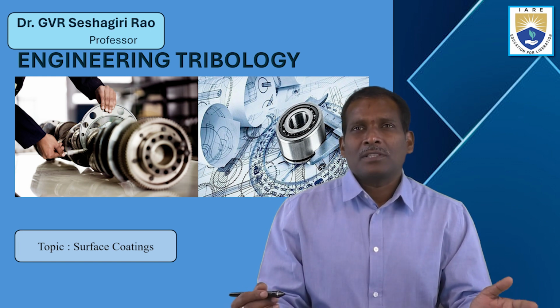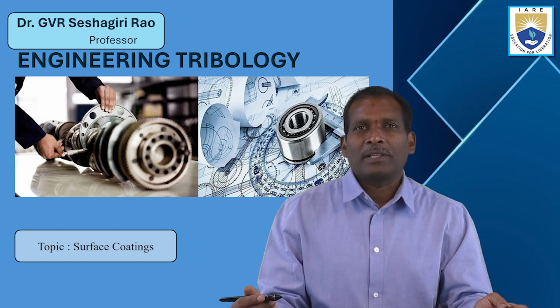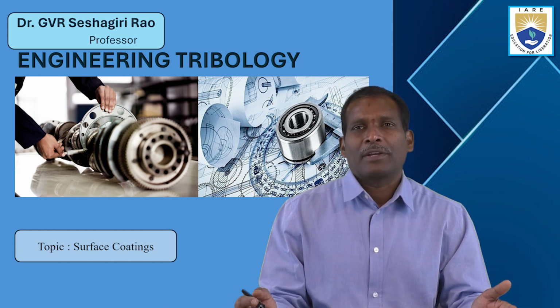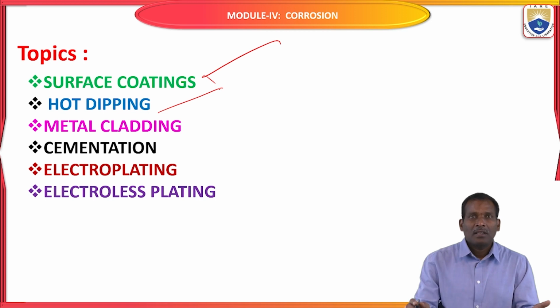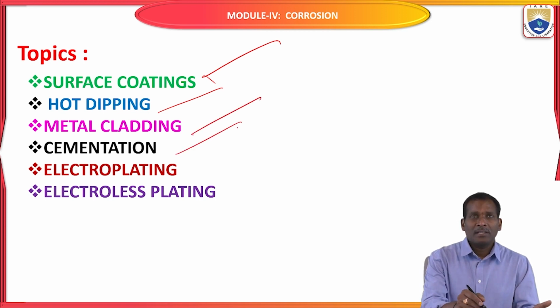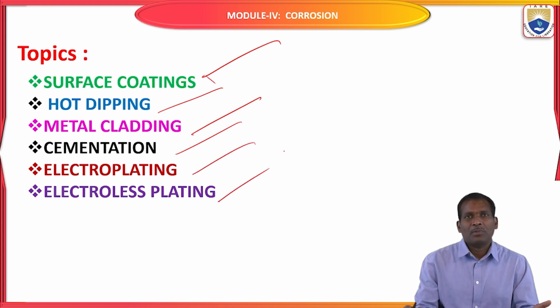How many types of surface coatings are there? What methods are involved in these surface coatings? What is the process? We will see in today's topic. Mainly, this session covers the surface coatings introduction, the hot dipping process, metal cladding, cementation, electroplating and electroless plating. These are the main surface coating methods we will discuss in this session. First of all, we should know the introduction to surface coatings, and then we will enter into the process methods. I will explain one by one.